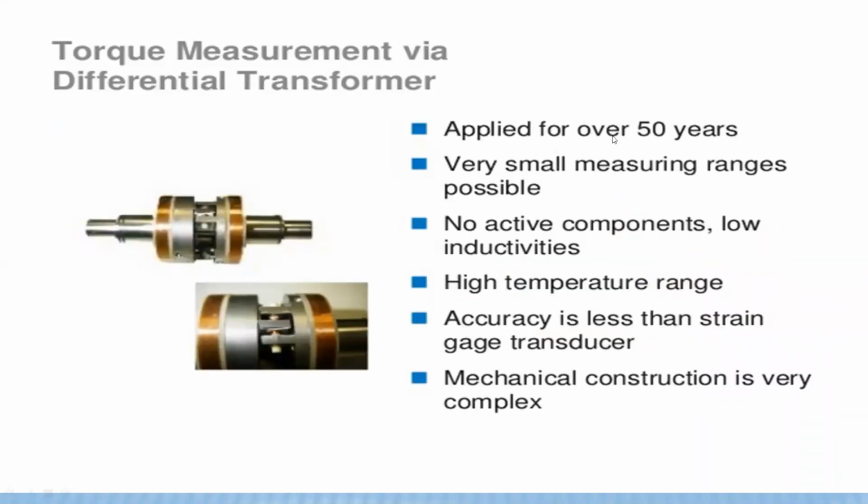Torque measurement via differential transformer. You can see it is the differential transformer torque measuring instrument, applied over 15 years. Very small measuring range is possible, no active components, low inductivities, high temperature range, accuracy is less than strain gauge transducer. Mechanical construction is very complex. So these are the different properties and points of torque measuring via differential transformer.